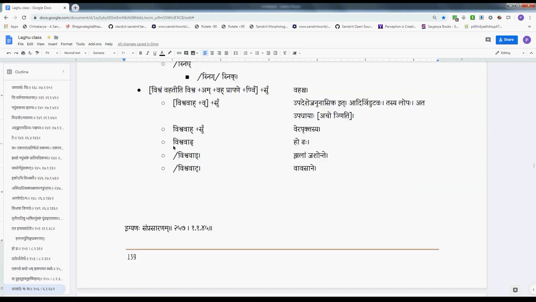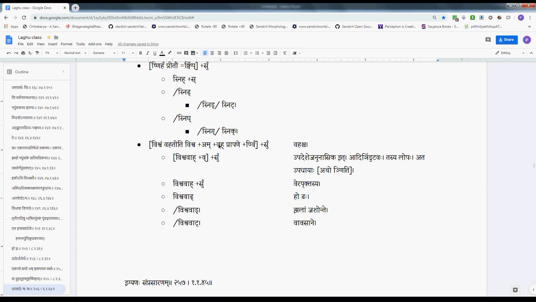That pullinga shabda happens to be vishwavat. Why vishwavat? Vishwam vahati iti vishwa plus am plus vaha prapane plus ni. Ni pratyaya. Some ni pratyaya is there. I need not worry about that. But ni pratyaya is nit pratyaya. What can nit pratyaya do to the anga? We'll finish the sutra and talk. What can nit pratyaya do? Vriddhi. So where will the vriddhi be now? You look at this vriddhi here.